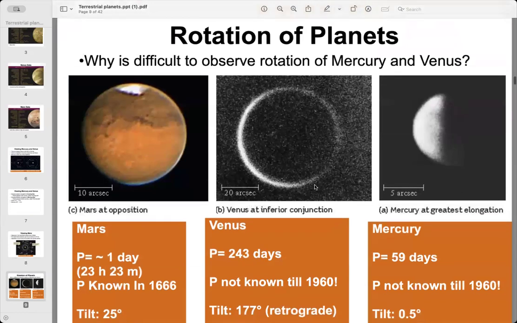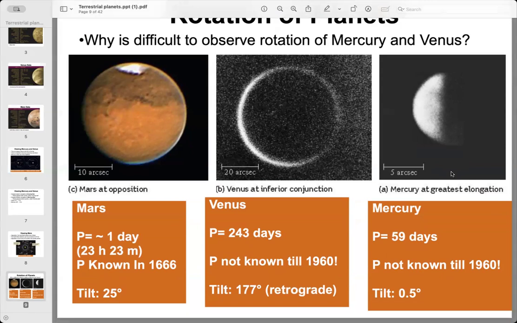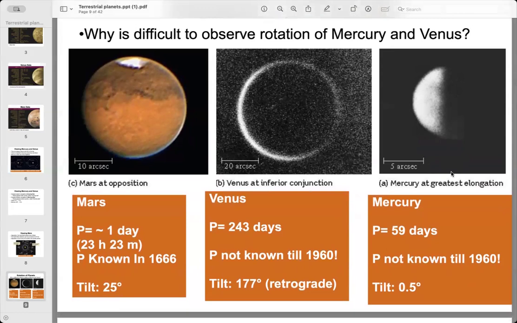Venus is the slowest rotating planet, and it also has a retrograde rotation, which means that it spins in the other direction. Every planet except Venus and Uranus spins in the same direction as the direction in which they go around the sun. Mercury's rotation period is about 59 days.